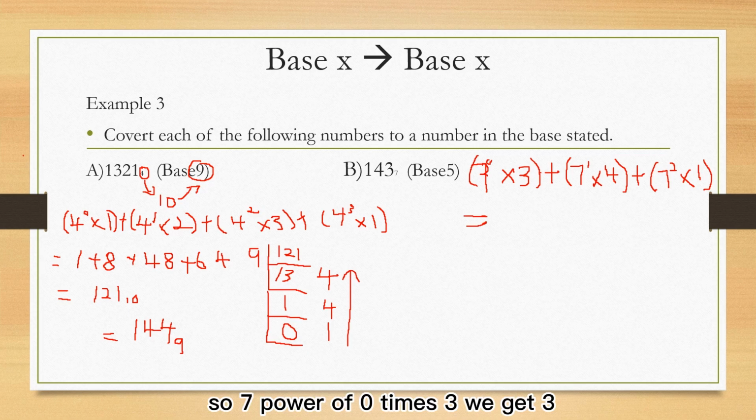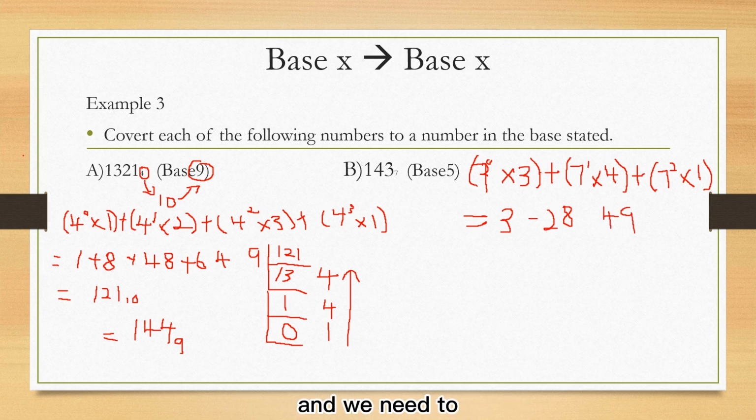So 7 to the power of 0 times 3, we get 3. And 7 times 4 is 28. 7 squared times 1 is 49. And we add everything together, then we get 80. Okay, 80 in base 10.